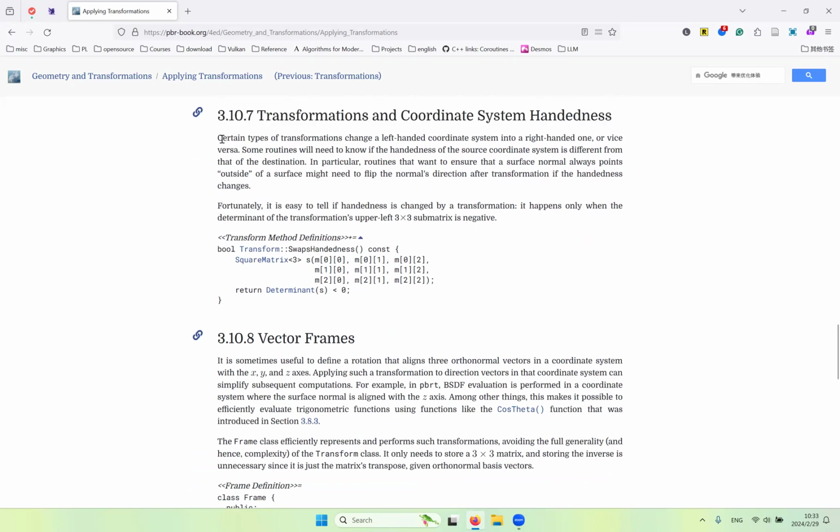So certain types of transformation can change the coordinate system from left hand to right hand. And so it's good if we can detect that. Wait, what kind of operations do that? Like in that a surface normal always points outside. Oh, yeah. Okay.